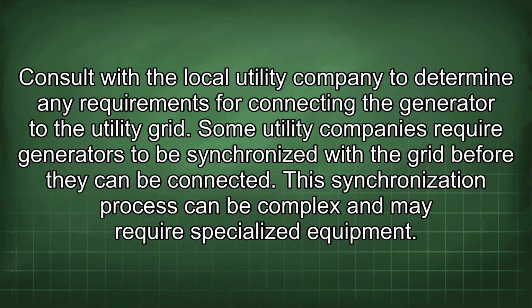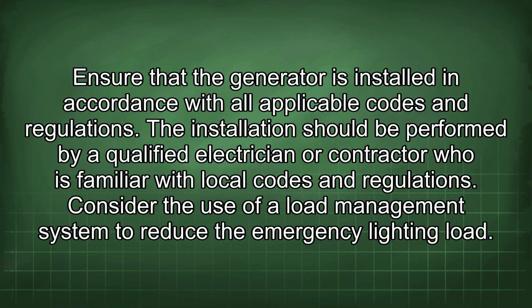Consult with the local utility company to determine any requirements for connecting the generator to the utility grid. Some utility companies require generators to be synchronized with the grid before they can be connected. This synchronization process can be complex and may require specialized equipment. Ensure that the generator is installed in accordance with all applicable codes and regulations. The installation should be performed by a qualified electrician or contractor who is familiar with local codes and regulations.